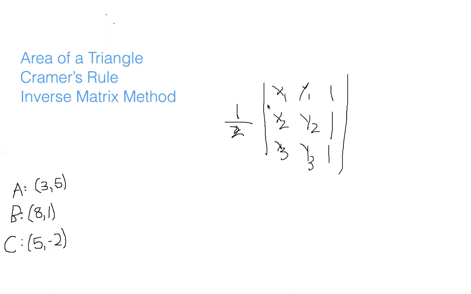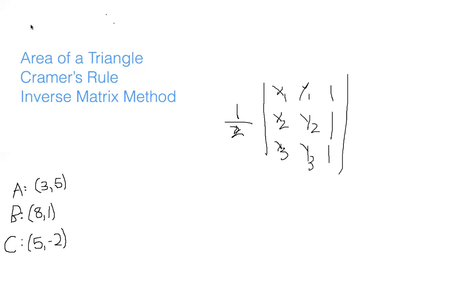So in the matrix, it's 1/2 because in the area of a triangle, it's 1/2 base times height. So the first x coordinate, which is 3, goes x1, y1 is 5. The second x coordinate for B is x2, and the second y coordinate for B is y2 here. And then C would represent x3, so 5 is x3, -2 is y3. And to make it a 3x3 matrix, because you have to have a square matrix, you have to put a 1, 1, 1 because 1 doesn't change what the values are.